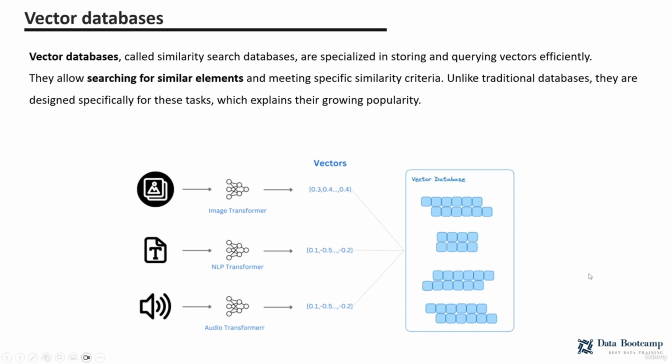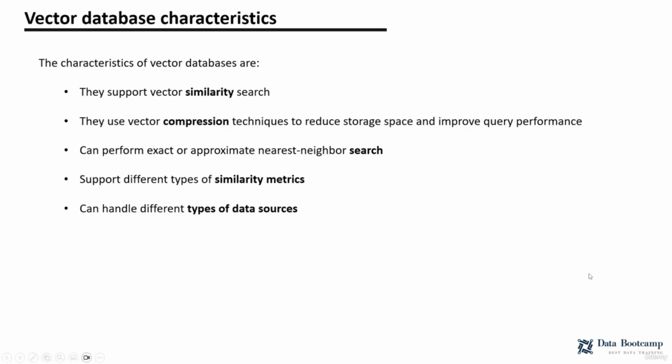Regarding the features of vector databases, several points stand out. First, they support vector similarity search, which identifies vectors closest to a specific query vector. According to the similarity metric, this process will yield a list of the most similar vectors. Vector similarity search is beneficial for applications such as image search, natural language processing, recommendation systems, or even anomaly detection.